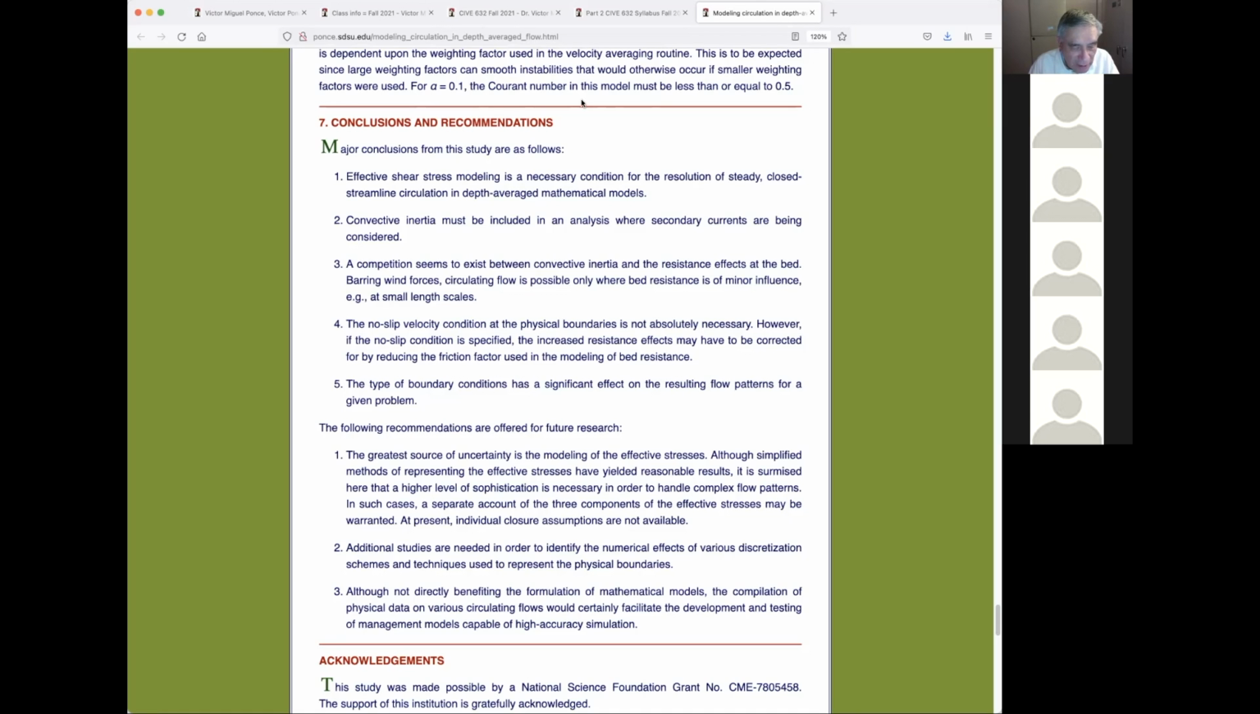Although not directly benefiting the formulation, the compilation of physical data on various circulating flows would certainly facilitate the development. Basically, we're saying we should know more of the physical process in the field. Never, let me give you a recommendation. Never miss an occasion to go to the field. Because it is in the field where you will observe, you will raster into your mind.